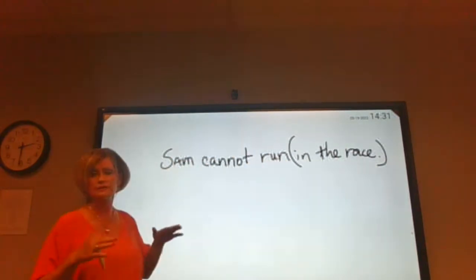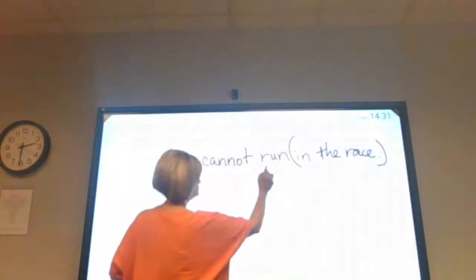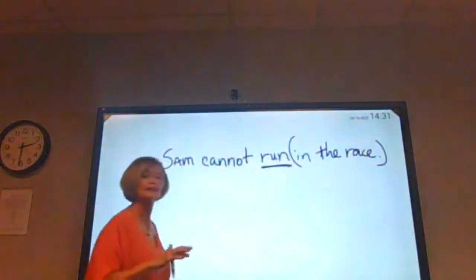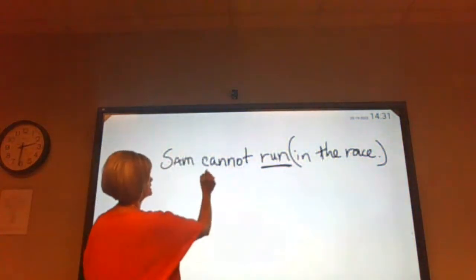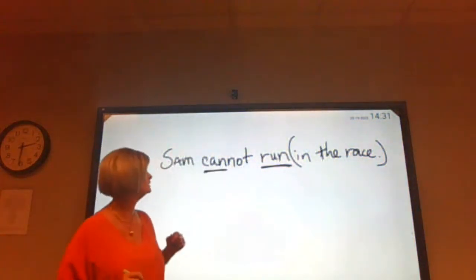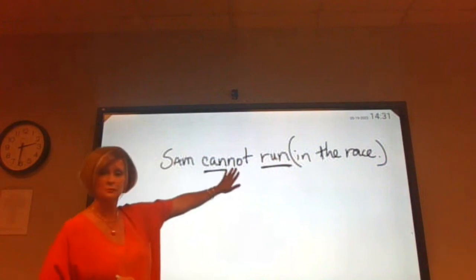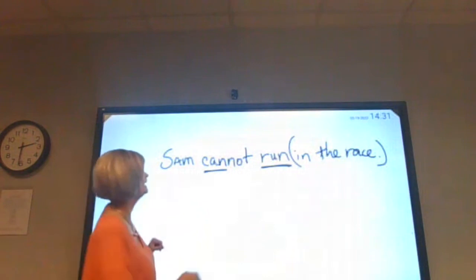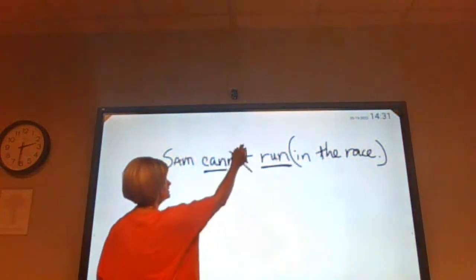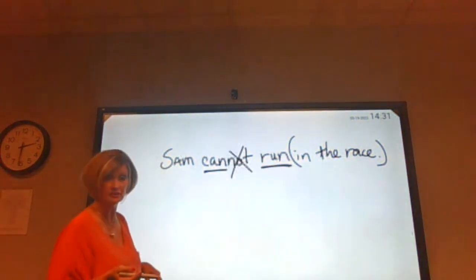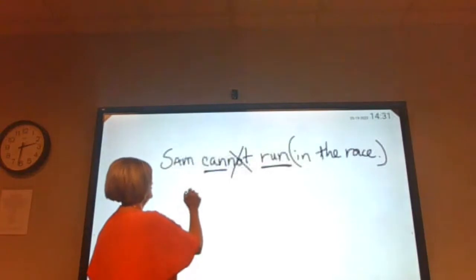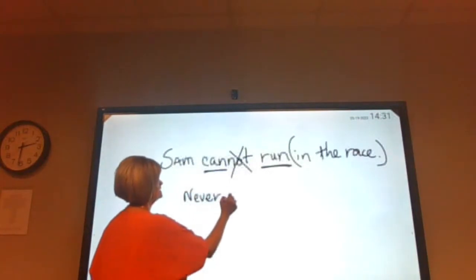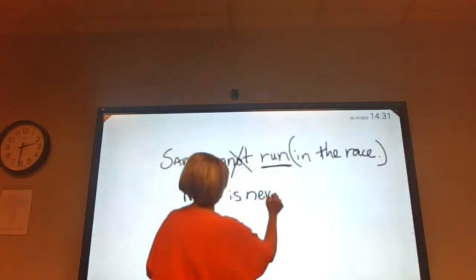Okay. So obviously run is showing an action for us. Again, if I'm looking at my helping verbs, I'm going to see can. But notice what I'm not underlining is not. Okay? So when you look at it, not is not a verb. Never is never a verb.